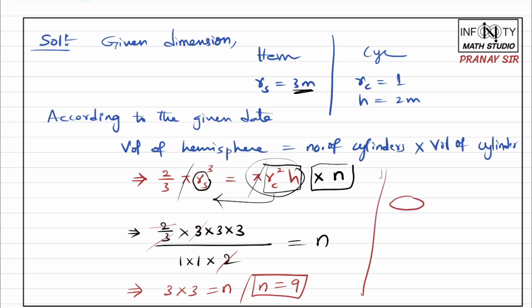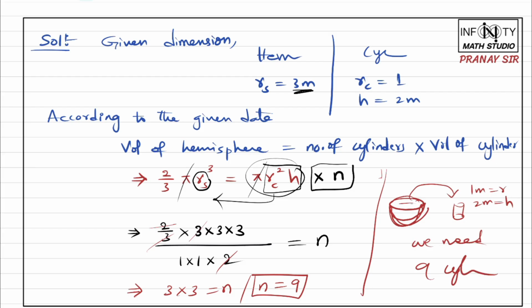So the hemispherical tank is full of water. If this water is transferred to cylinders of 1 meter radius and 2 meters height, to empty this hemispherical tank we need 9 cylinders. This is the conclusion. Alright, students, this is the complete explanation of section 2 of the mathematics question paper.